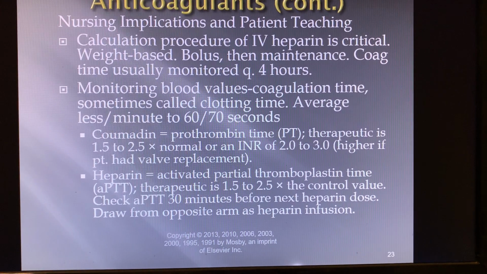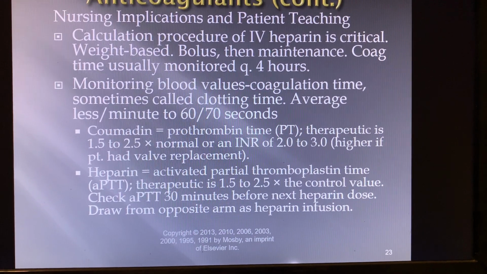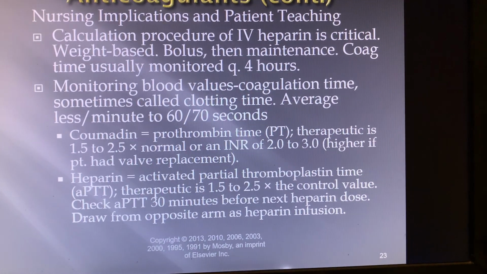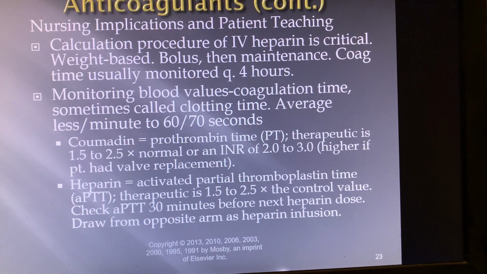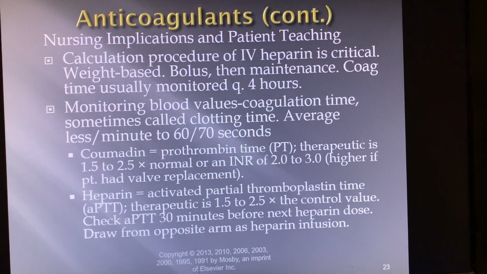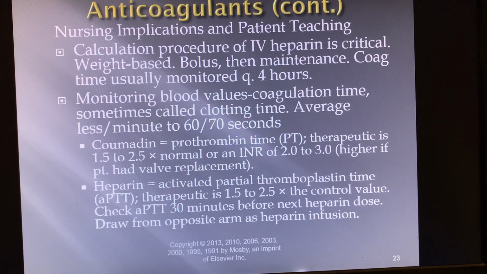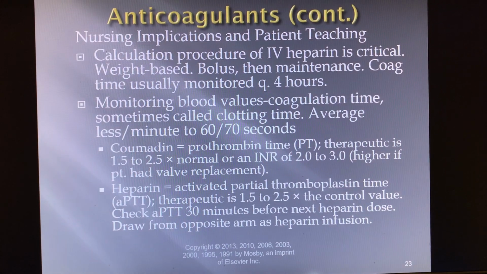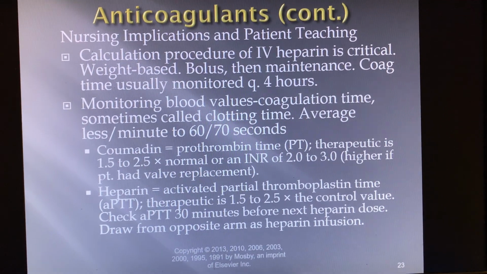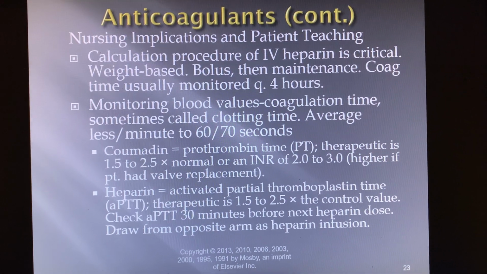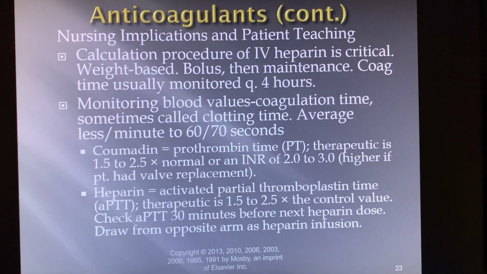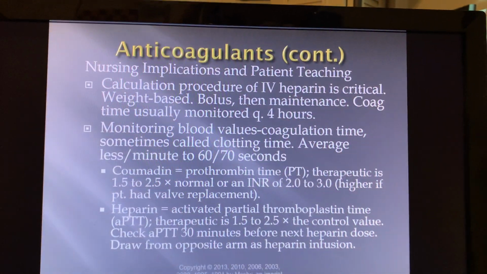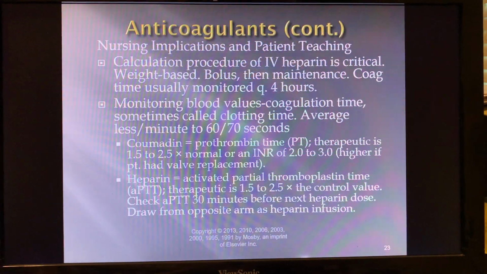So when we are monitoring patients' blood values, we're looking for the coagulation time, the time it takes their blood to clot. Sometimes it's called clotting time. So like we said, with the non-activated PTT, just the regular PTT with no additives, the average time for blood clotting fully is about 60 to 70 seconds. So that's about the average PTT for the regular uncoagulated person.